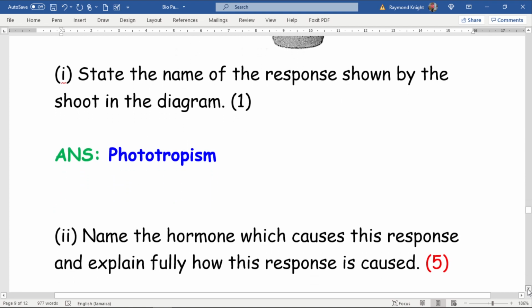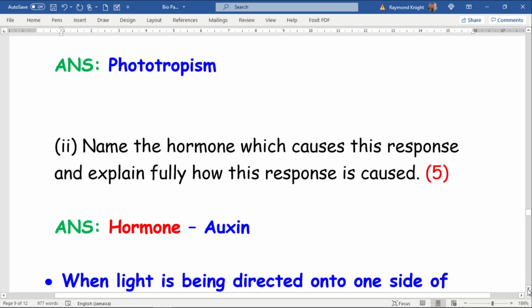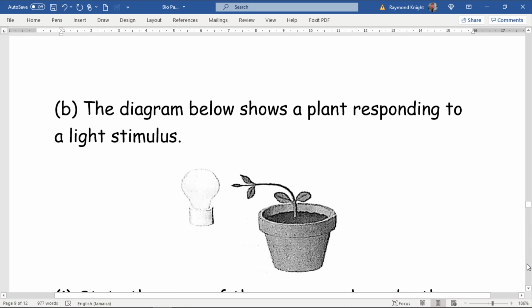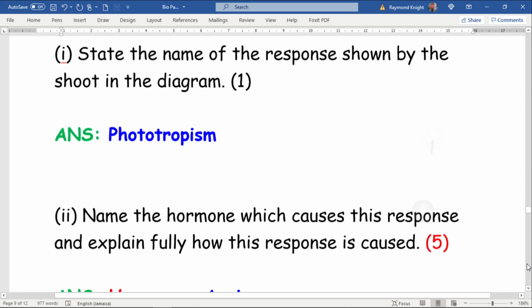All right, so part 2 of this question says: name the hormone which causes this response and explain fully how this response is caused. 5 marks, a whole whopping 5 marks. So the hormone here is auxin. And how this response is caused, which means bending towards the light. If you go back to the diagram, the plant is bending towards the light.